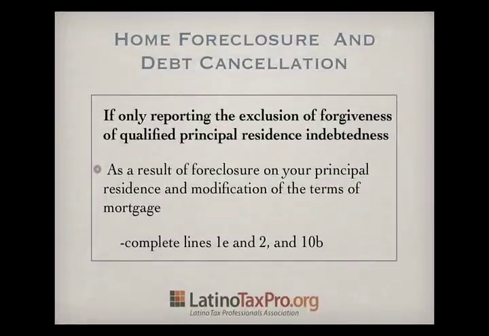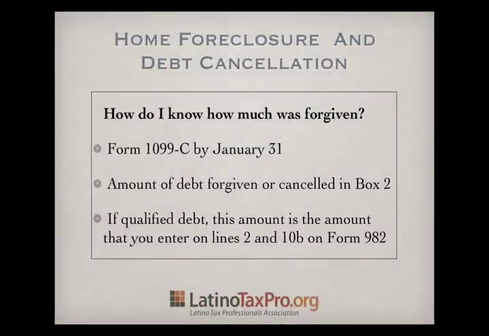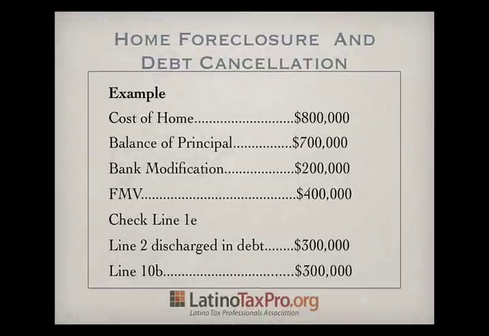As a result of foreclosure on your principal residence and/or a modification of the terms of the mortgage, then you must complete lines 1E and 2 and 10B. How will you know how much was forgiven? You should have received Form 1099-C by January 31st for the prior year. The amount of debt forgiven or canceled will be noted in Box 2 of the 1099-C. If qualified debt for the Act, this is the amount that you enter on lines 2 and 10B on Form 982.